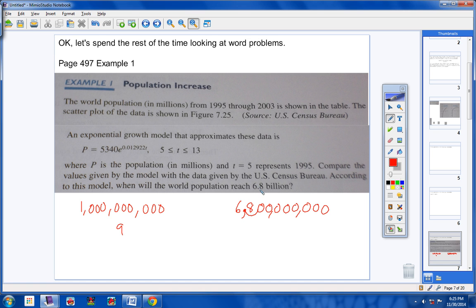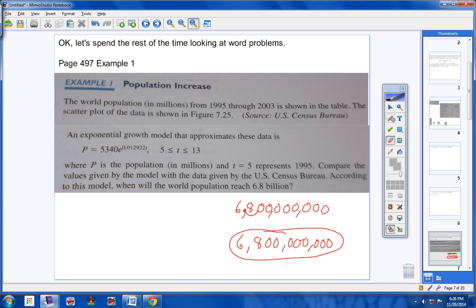So 6.8 billion really means 6 billion 800 million. Okay? Got it. So there we go. So when it says 6.8 billion, that really means this number right here. Got it? Alright, now let's continue on.